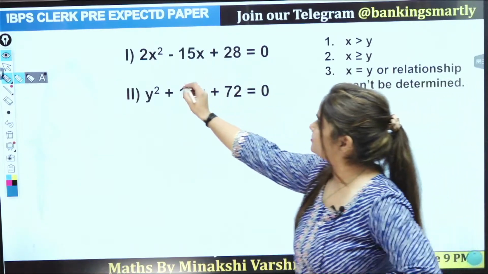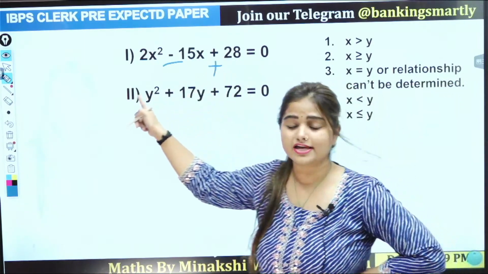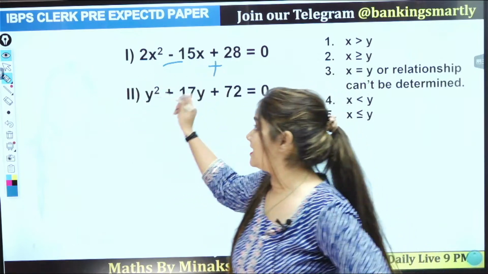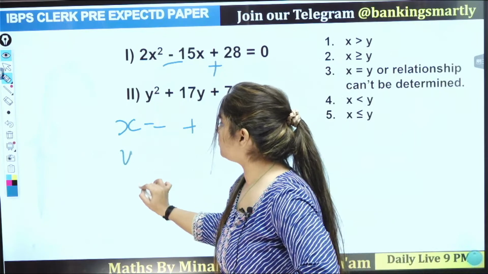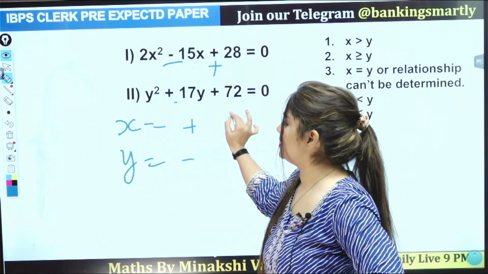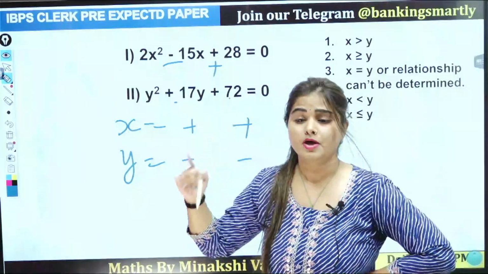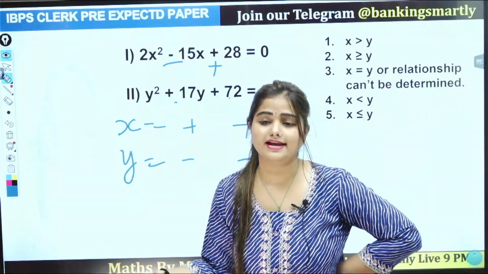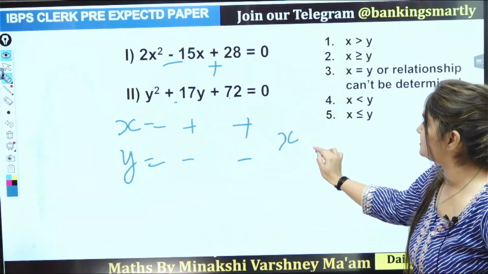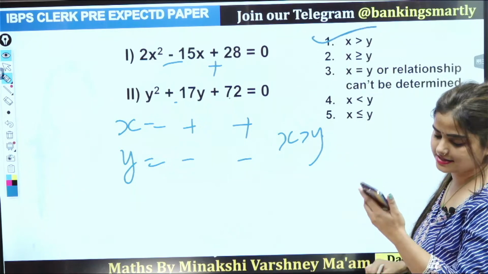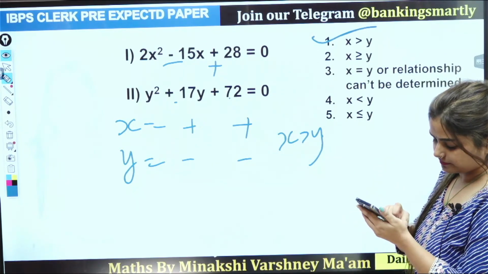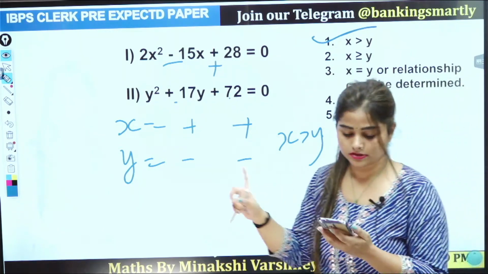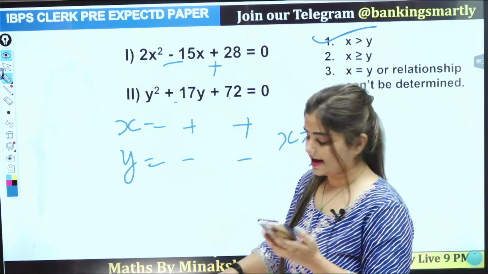This is minus plus. For a quadratic equation, if there is minus plus, that means for x both roots are positive. And for y both roots are negative, because there is plus plus. That means you can answer directly. Positive is always greater than negative. That means x is greater than y. Option A is correct. Simple one. Is it clear or not?